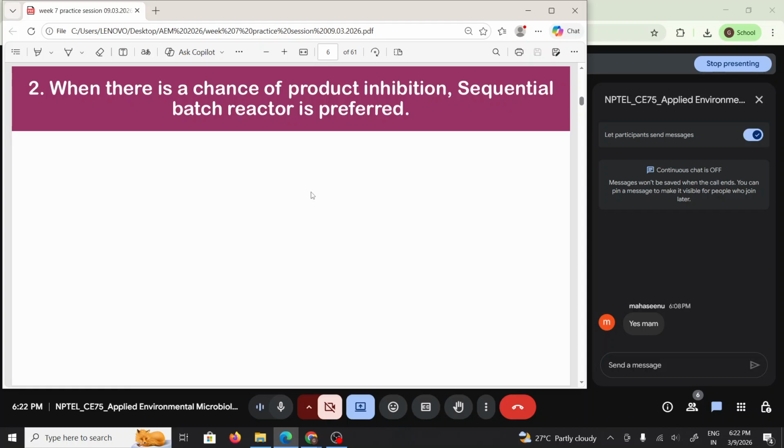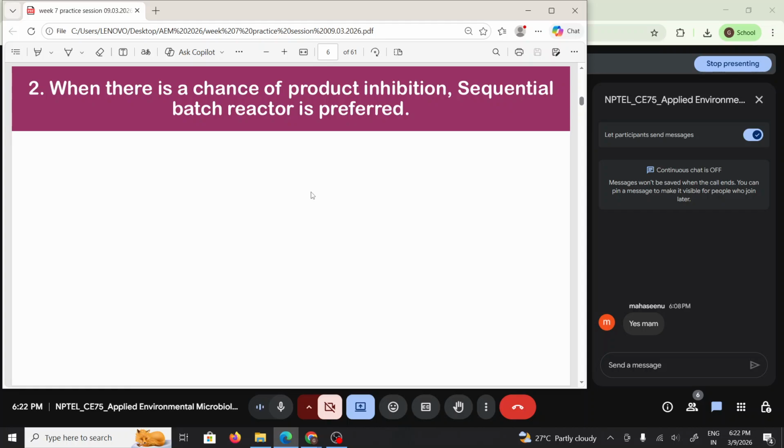Okay, so the typical steps include: you fill, you allow for the reaction, you allow for the settling, and then you finally decant. So these are the 4 major steps in a sequential batch reactor. You allow the process to happen in sequence, but it happens only in batch. It's not a continuous process.